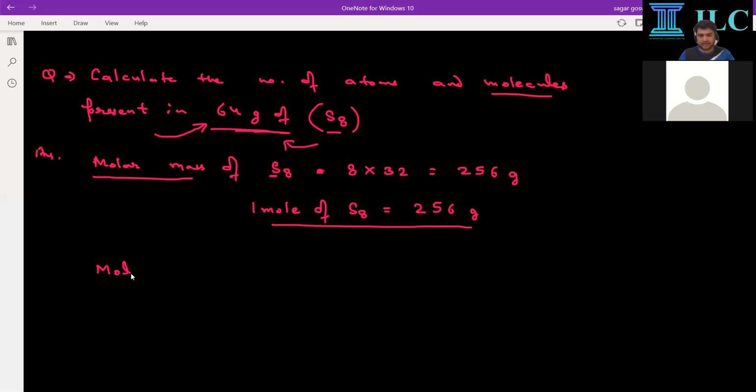You already know that. If you want to find out mole, what is the formula? Given mass upon molar mass. So how much given mass do we have to take as per the question? 64 grams. And what is the molar mass?